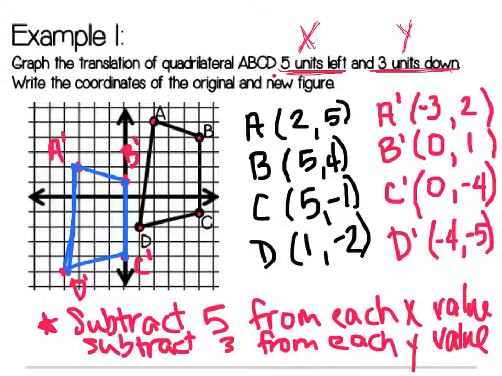Now, we could tell that from the beginning here. If we're moving 5 units left, our x value is decreasing. Moving left on our number line is subtracting, and moving down on our y-axis is subtracting. Notice here in all of the ordered pairs that 2 minus 5 is negative 3. Our y value was 5 for point A, minus 3 is 2. Each of the x values we subtracted 5, and each of the y values we subtracted 3.